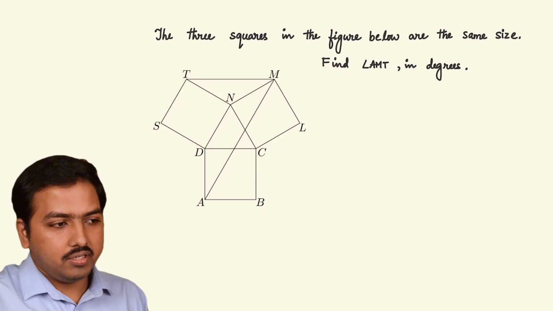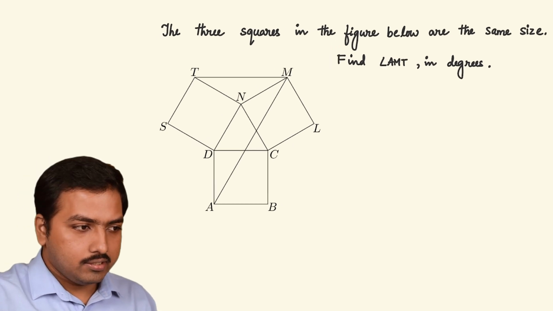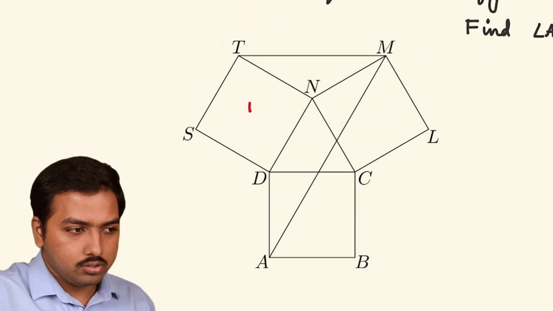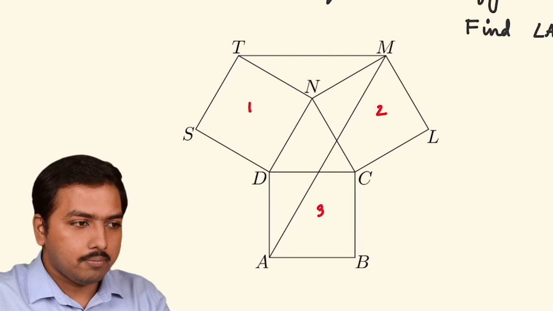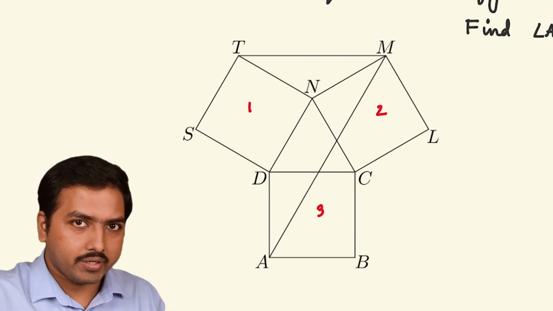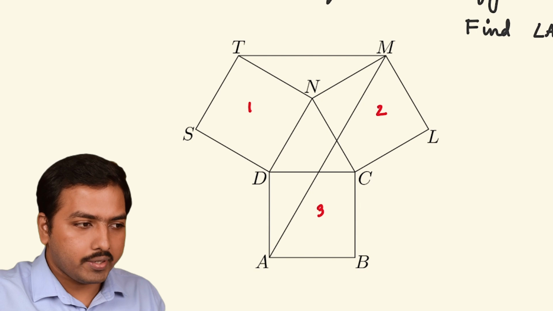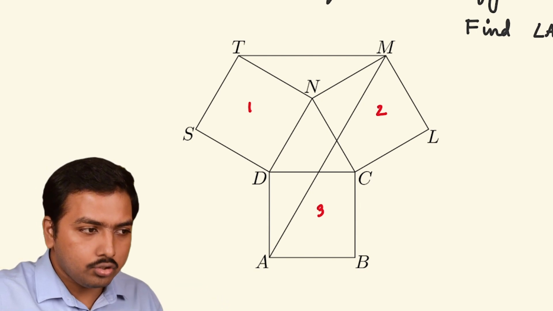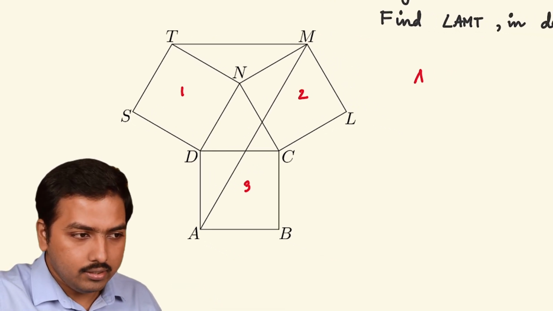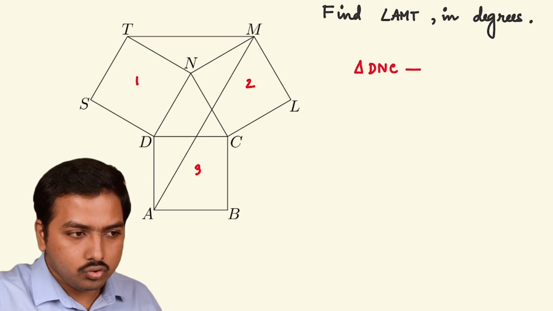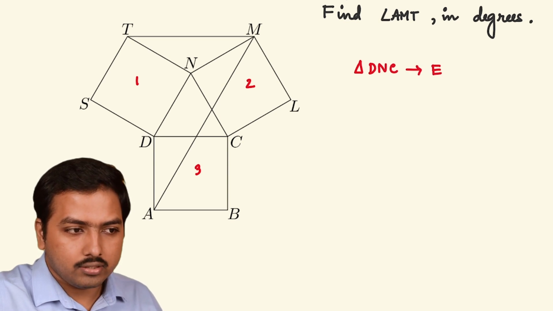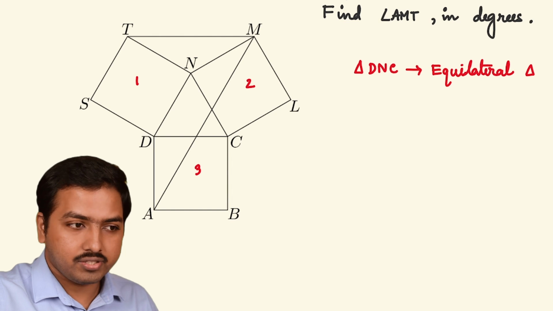So this is what is given in the problem. The three squares, square 1, square 2, and square 3, are of the same measurement. That means they're congruent actually. And as they're congruent, we can directly conclude that the triangle DNC has to be an equilateral triangle. That's very important and interesting.